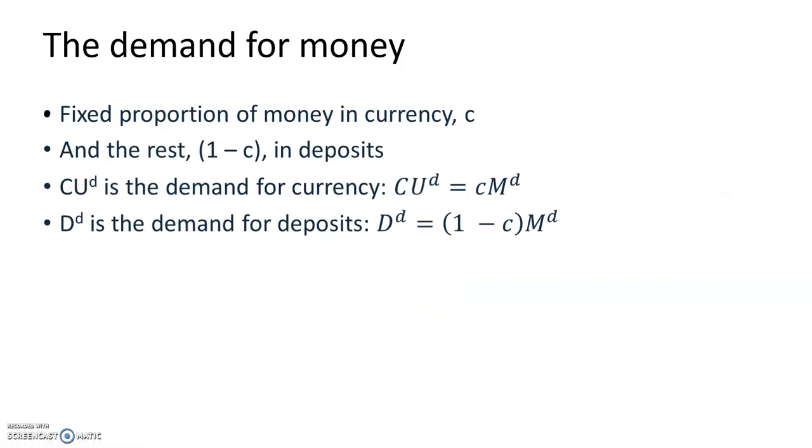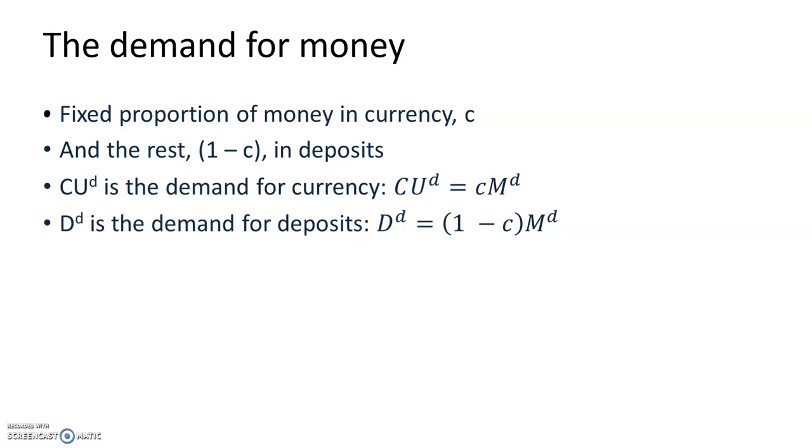Let's assume people hold a fixed proportion of their money in currency, and we call this proportion C, and by implication hold a fixed proportion 1 minus C in check deposits. Call the demand for currency CUd, where CU is for currency and the d for demand. Call the demand for check deposits Dd, so a capital letter D and a small letter d, the capital letter D for deposits and the d for demand.